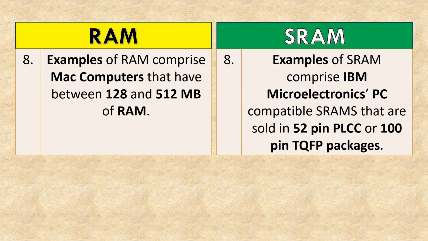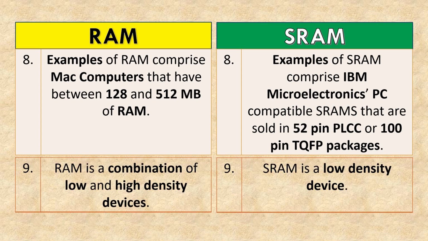Examples of RAM comprise Mac computers that have between 128 and 512 megabytes of RAM. Examples of SRAM comprise IBM Microelectronics PC-compatible SRAMs that are sold in 52-pin PLCC or 100-pin TQFP packages. RAM is a combination of low and high-density devices. SRAM is a low-density device.